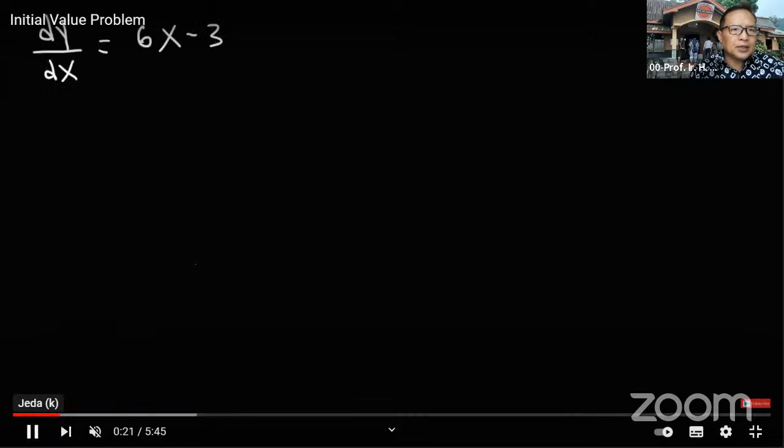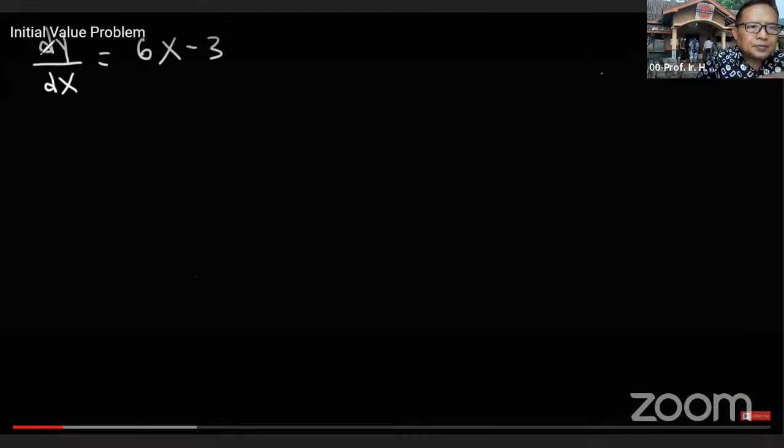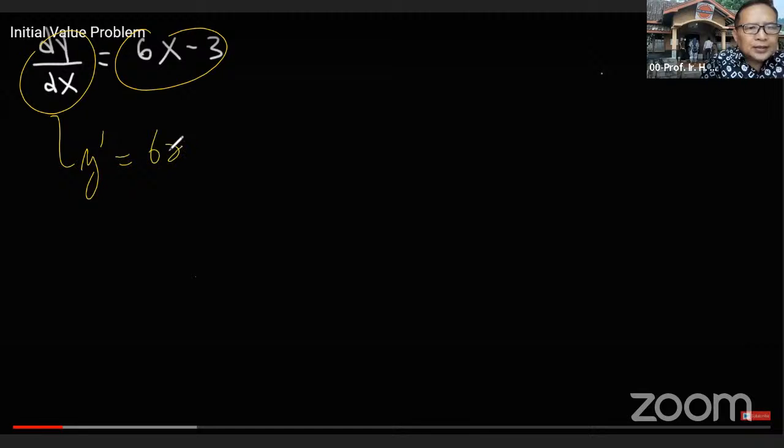Okay, let's check. This is the problem that we have. So y dot equals 6x minus 3. Yeah, minus 3 here. So the problem is this one.